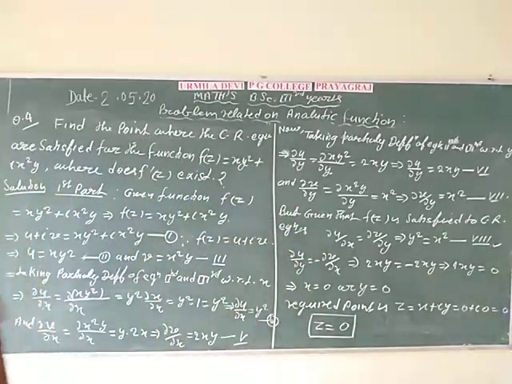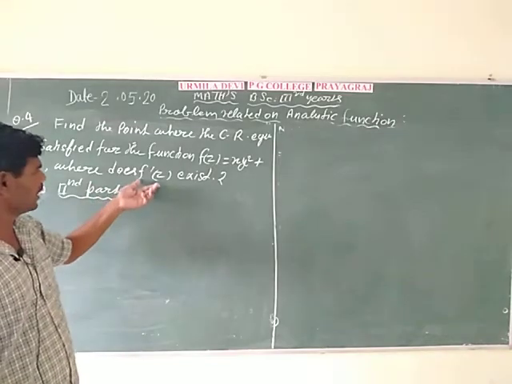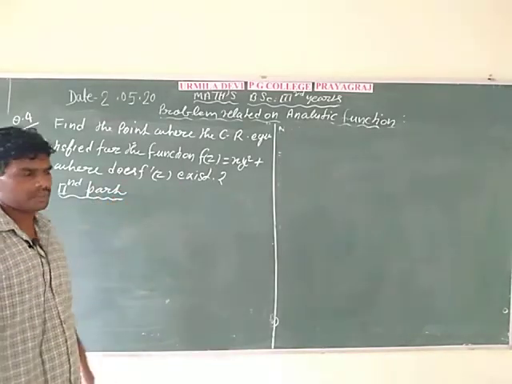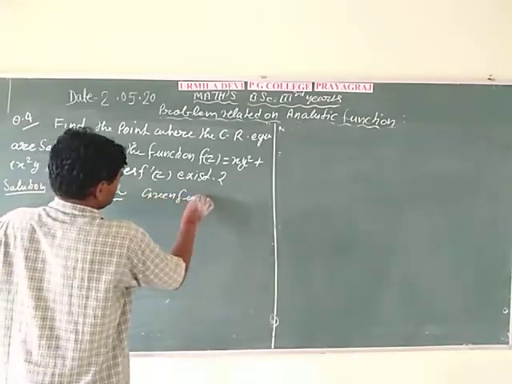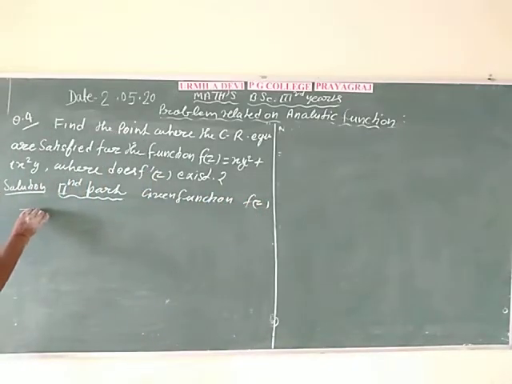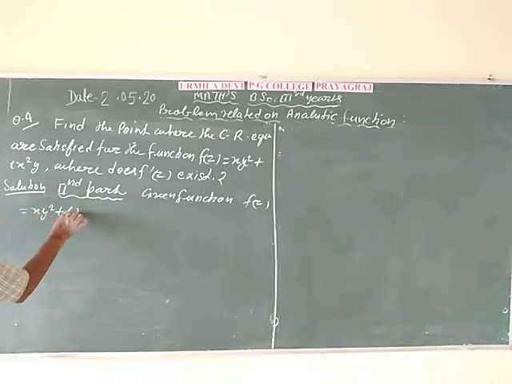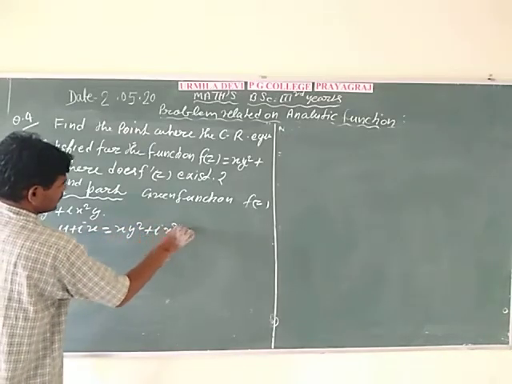Now consider the second part of the given question 4. The second part is to find the value of f dash z if it exists. So the given function f(z) is equal to x y square plus i times x square y. This implies that f(z) is equal to u plus iv, which is equal to x y square plus i times x square y.